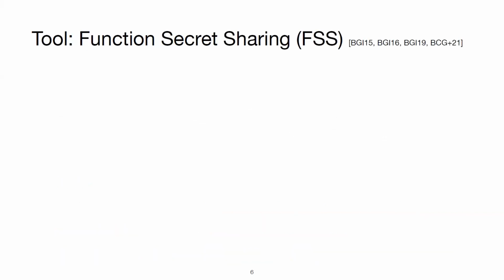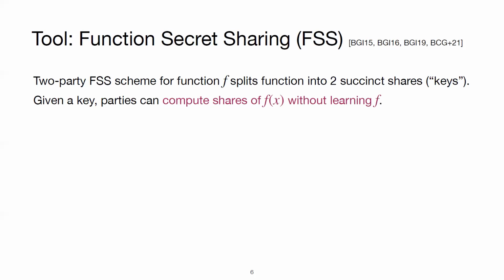So we build our solution on function secret sharing. A two-party function secret sharing scheme for a function f splits the function into 2 succinct shares, or keys, such that given a key, parties can compute shares of the function f evaluated at x without learning the original function f.